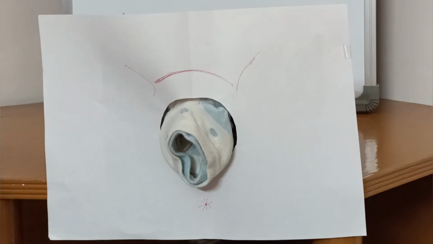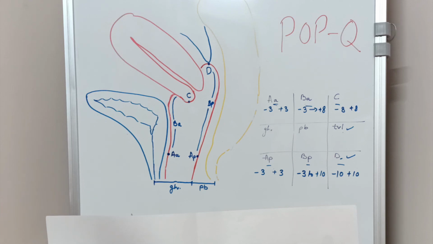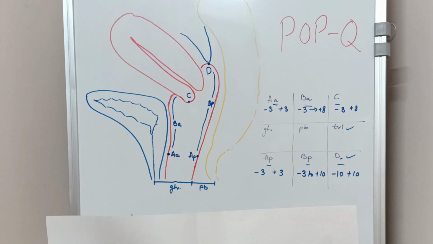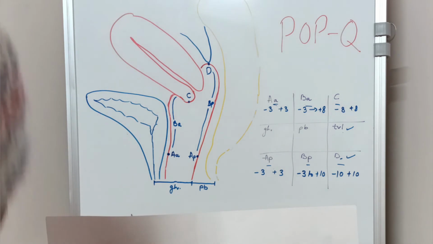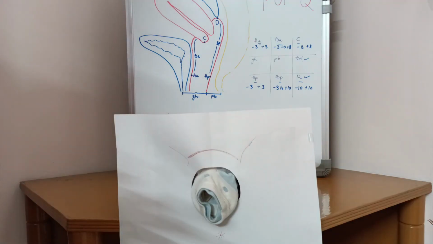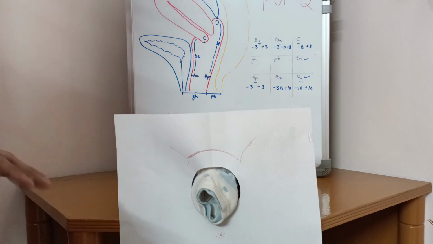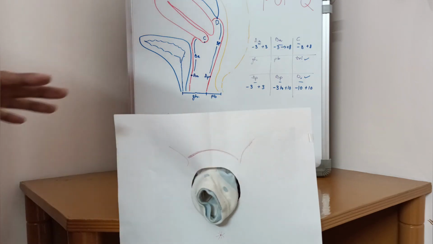So as per the grid that we have made, our maximal point of descent was at the C point, that is at +3. Now talking about the staging, the stage that it comes under is stage 3, with the leading point being our cervix, that is C. So this was all regarding the POPQ classification on a model, using a pair of socks and a paper, and it is very easy to perform.